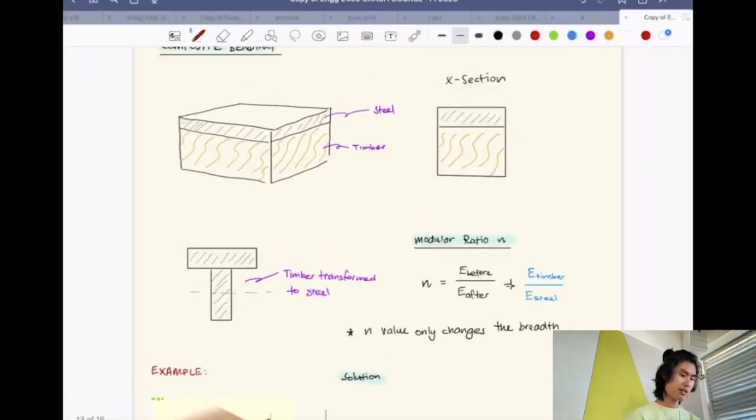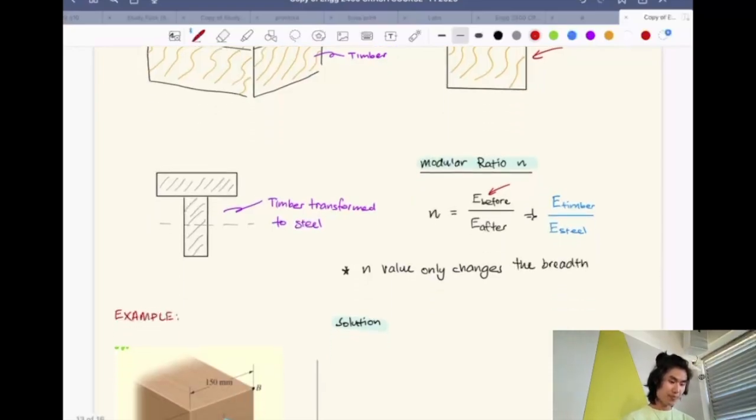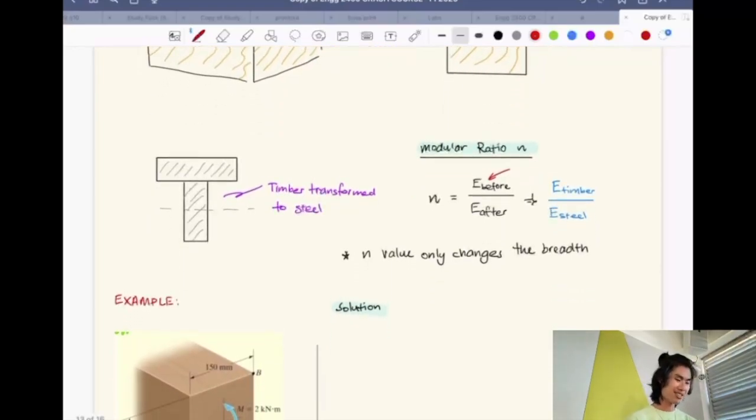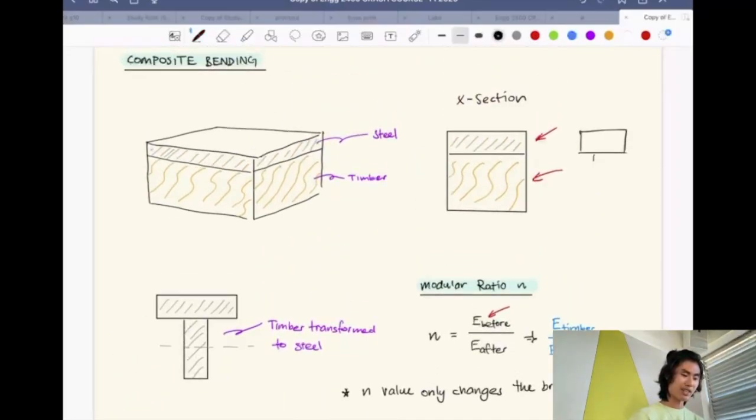So for example, if we're going to convert steel or timber into one another, then we have to use the modular ratio n. It's going to be the elastic modulus of the material you're using beforehand, and then the elastic modulus of the material you're turning it into. So that n value only changes the breadth. I was under the misconception that sometimes, if you have this cross section, then it will shorten and shrink it all. That's wrong. You have to consider that it's going to change only the breadth, and then the height and depth stays the same.